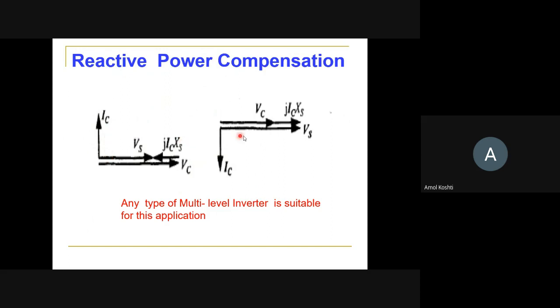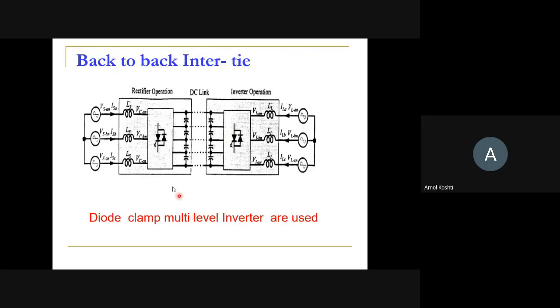If you see this second phasor diagram, you will find that IC is lagging the supply voltage source Vs, it means it is inductive in nature. Inductive nature means they are withdrawing power from the grid and charging these capacitors. So that is how compensation can be done by using multi-level converters in grid applications. Then, the back-to-back drive.